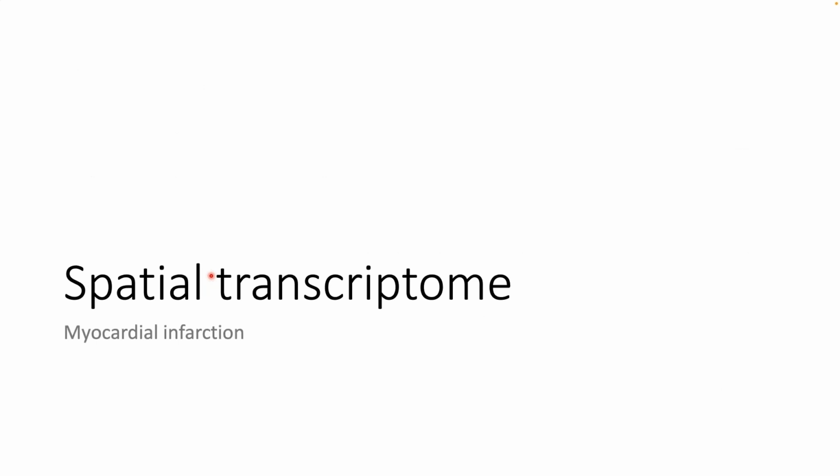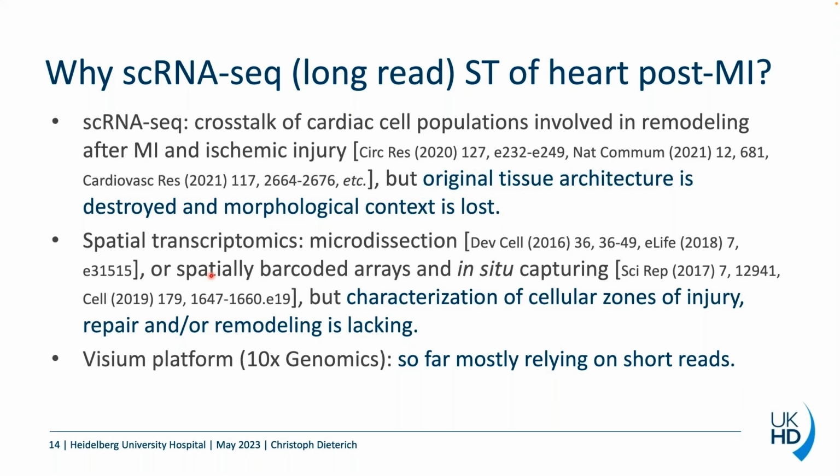And here we focus on myocardial infarction. You would think that single cell sequencing maybe answers a lot of these questions, but essentially, if you think about it, the original tissue context is lost if you destroy the slices that you gain from heart samples and put them into a single cell library. There have been other approaches like microdissection and so forth, but the same problems apply there too. So the characterization of cellular zones of injury and repair and remodeling is lacking a bit there.